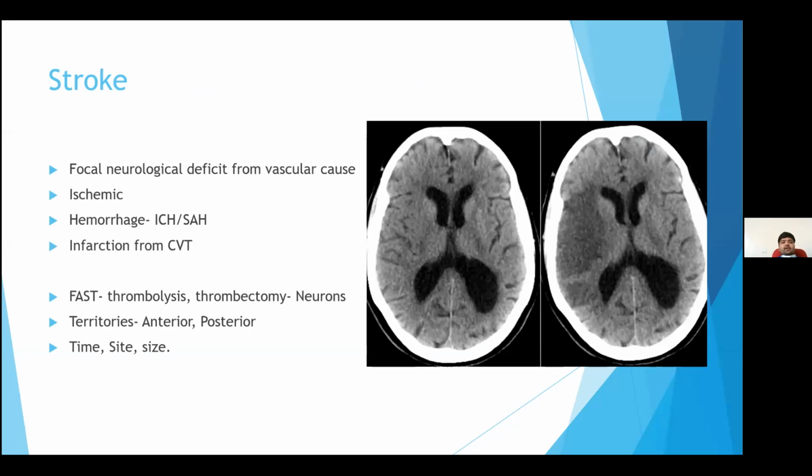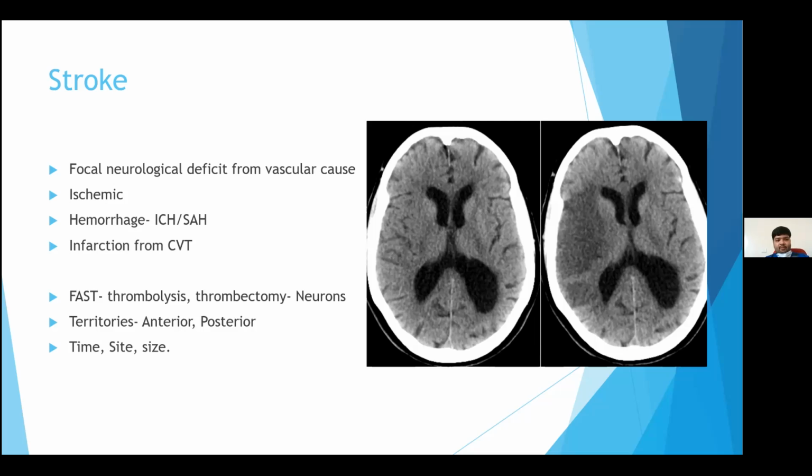And most strokes are ischemic. About 85 to 87% of strokes are ischemic because of occlusion of the cranial blood vessels. And mostly you have anterior circulation strokes, followed by the other kinds of strokes. Then you will have bleeds within the brain due to uncontrolled hypertension or aneurysms. These are called ICH or subarachnoid hemorrhage, bleeding into the subarachnoid spaces. And then you will have CVT or cerebral venous thrombosis, seen commonly in females using contraceptives.